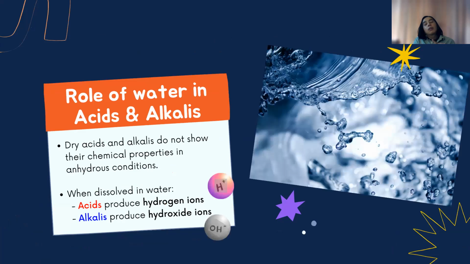So acids and alkali without the presence of water will not show their properties, their chemical properties to be exact. So here, water plays an important role in helping the acid and alkali to show their chemical properties. So when acids or alkalis are dissolved in water, for acids it will produce hydrogen ions, while for alkalis it will produce hydroxide ion, OH minus.